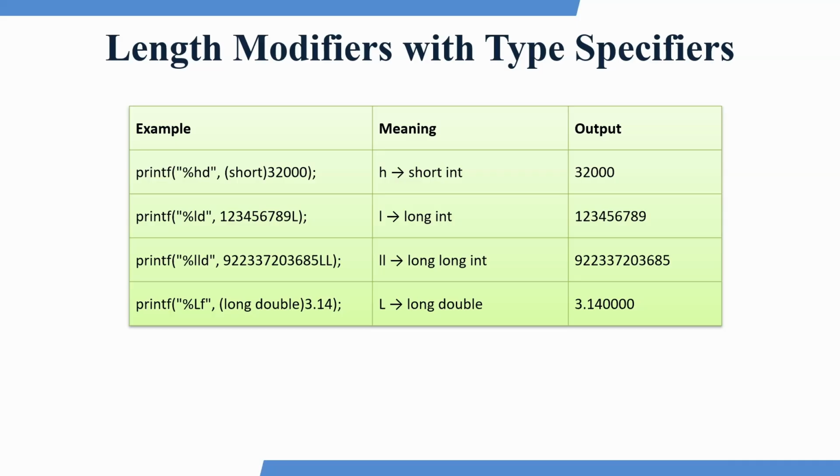The next one is length modifiers. As I said earlier, if you want to display an account number or a mobile number, we need long int. So at that time, to mention it is not an ordinary int, it is a long int, you can go for this double L symbol here, which indicates it is a long int type of value. So it can display this much bigger digit numbers.